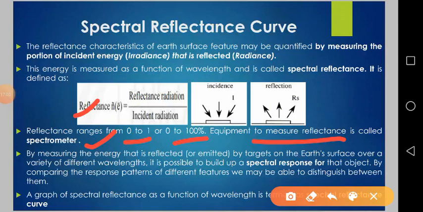For example, vegetation has a particular spectral response. If you take soil, rock, or any other material found on the Earth's surface, each will have a certain definite spectral response. By studying this definite spectral response, we are able to identify or distinguish these objects present on the Earth's surface.